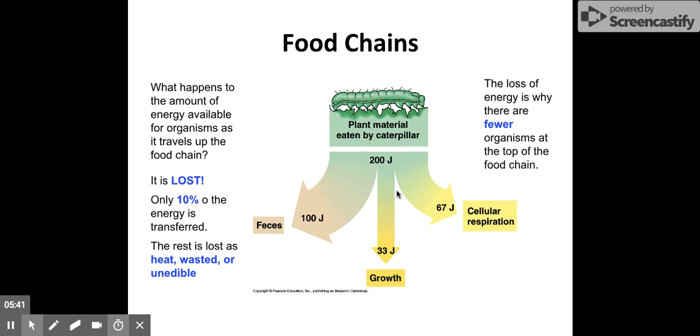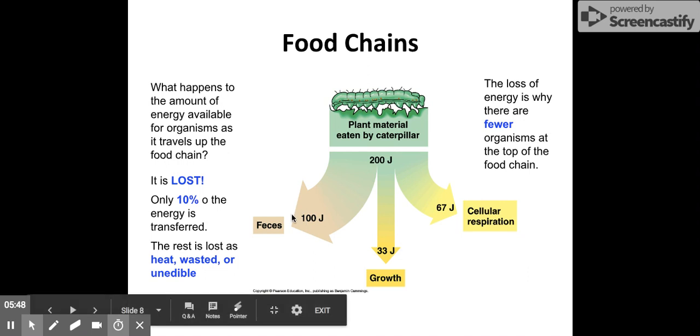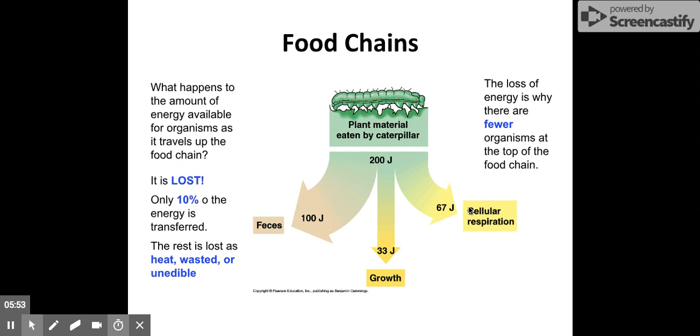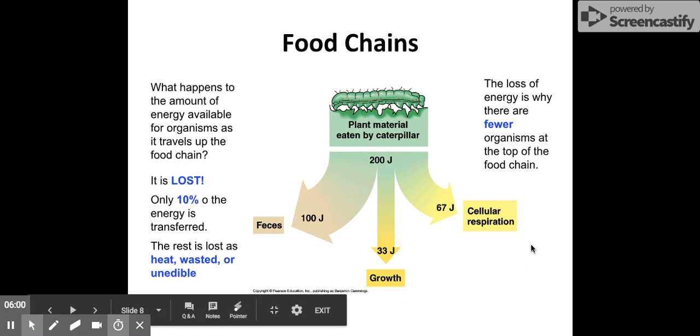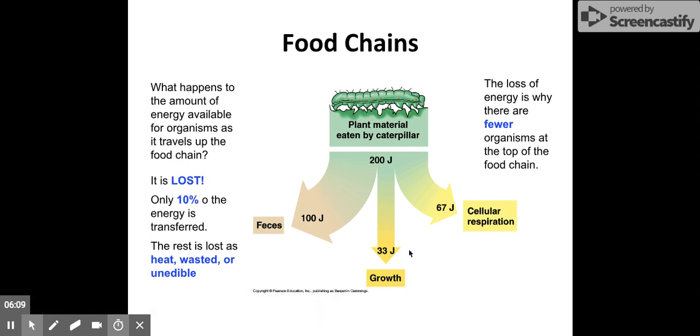Of the 200 joules of energy that's available to the caterpillar, about half of it is lost as waste and heat, shown here by this brown arrow pointing to the feces. Another large portion of energy is used in cell respiration, so the caterpillar can have energy to carry out its life processes, like movement and reproduction and cell transport. The remaining 33 joules of energy is actually used to grow by adding biomass. The caterpillar is growing. And that's the only kind of energy that's available to the organism that eats it.